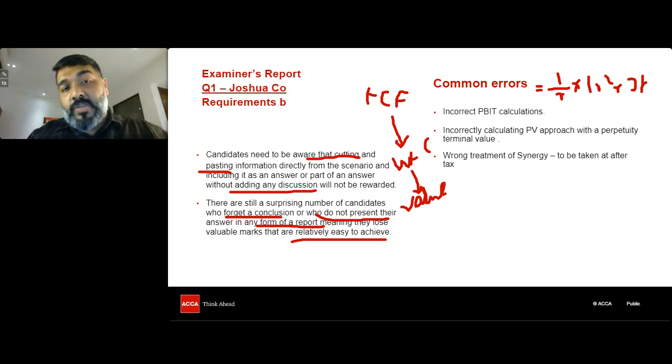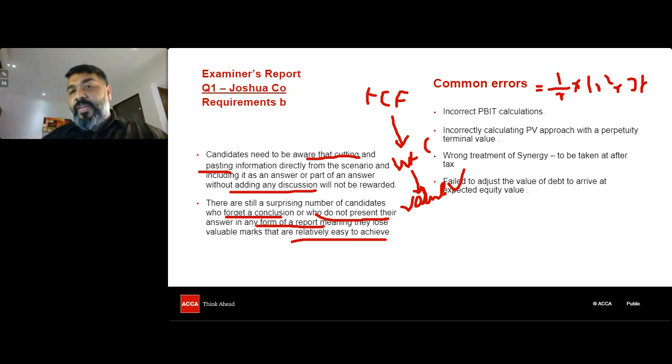There are several times that students stop here and mark it as the value of equity. What you get here when free cash flows are discounted with WACC is the value of the firm, the value of the business. You need to reduce the value of debt from this in order to get the value of equity. This has been a very frequently made mistake, failing to adjust for the value of debt in order to arrive at the value of equity.